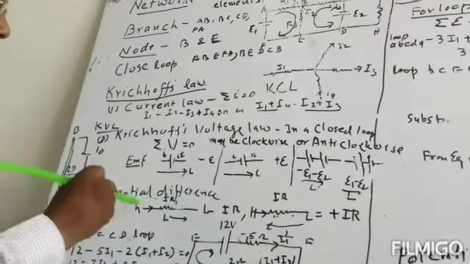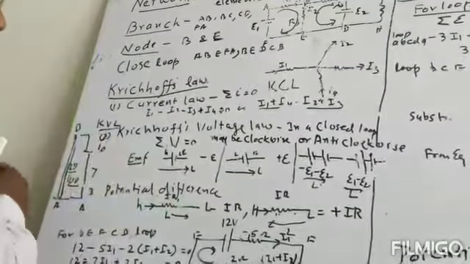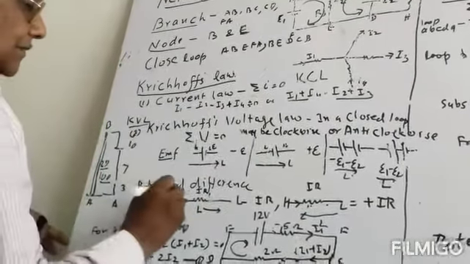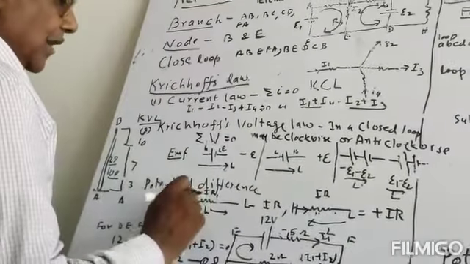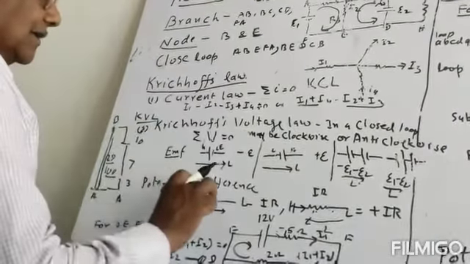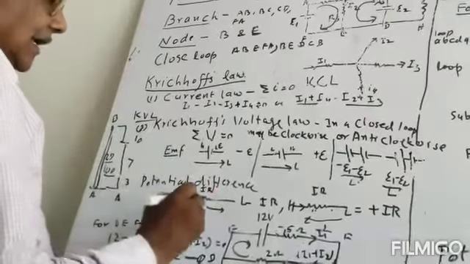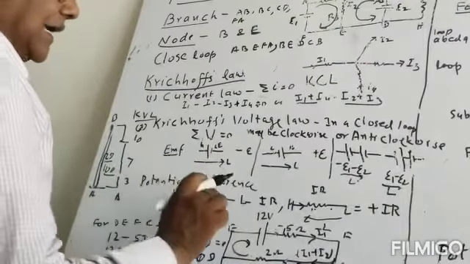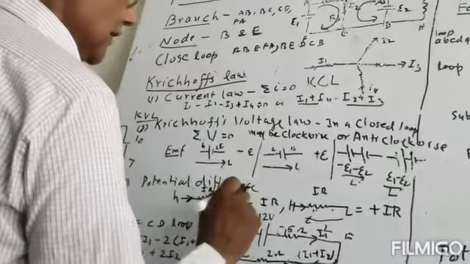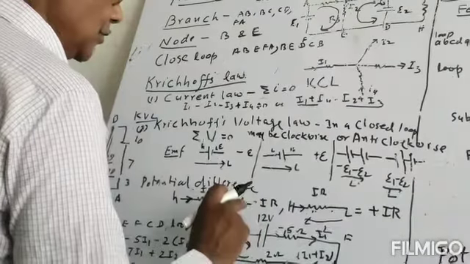Now for the potential difference. If the resistance is this and current is passing in this direction, then the potential drop will be equal to I into R in this direction. So there is a potential drop, so we will take minus I into R here.